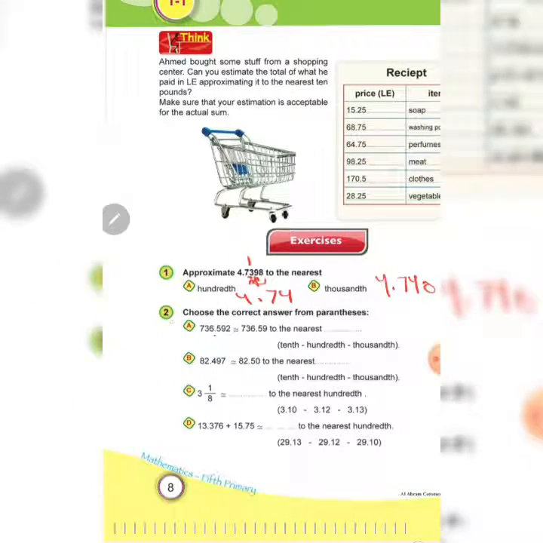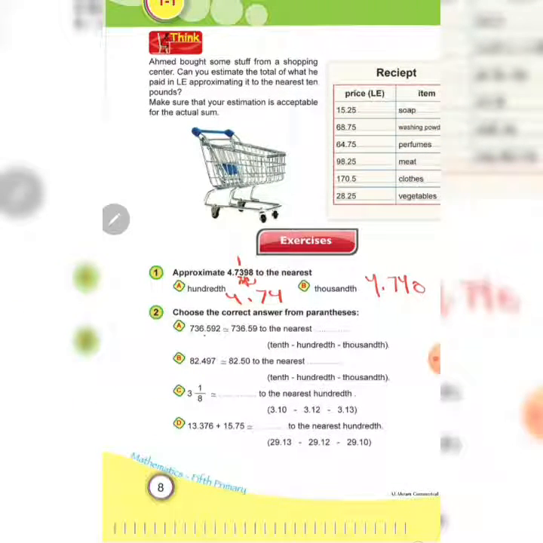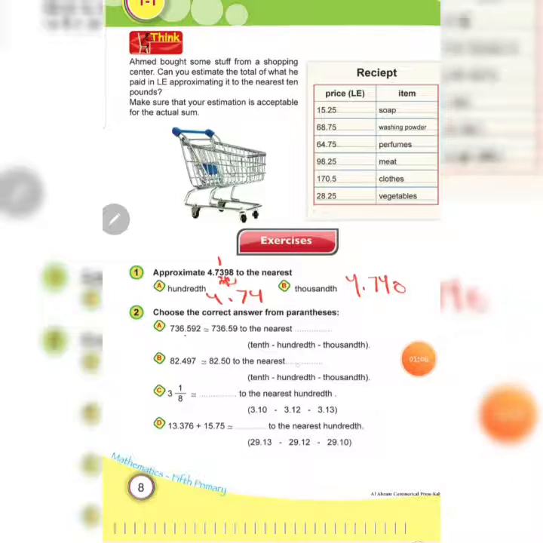This number, 736.592, becomes 736.59. 2 does not give 9 anything because it's a poor number. So it's to the nearest hundredth, because here unit, tenth, hundredth.